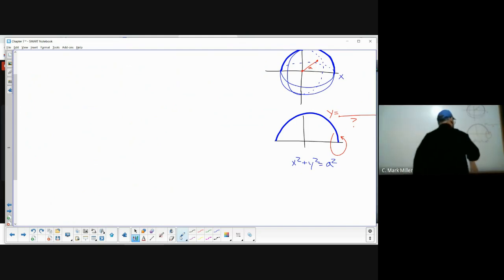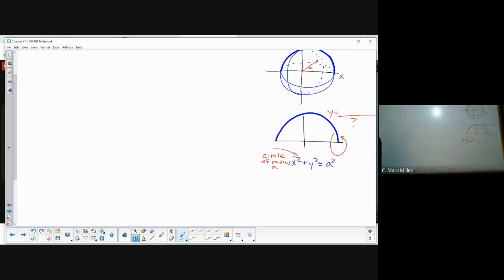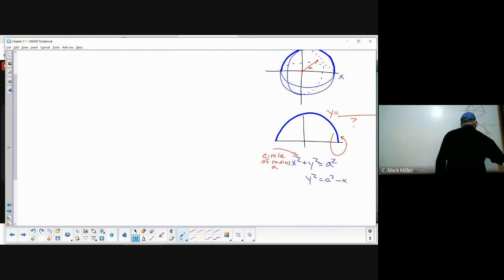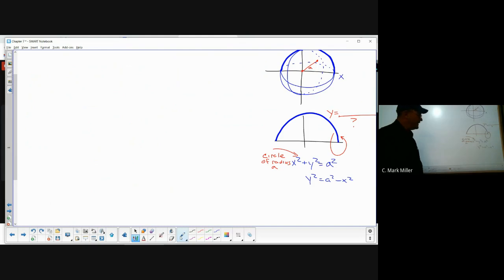This is a circle of radius a. That's the whole circle, which, by the way, is not a function, right? It's not a function. So I wind up with... solve for y here.